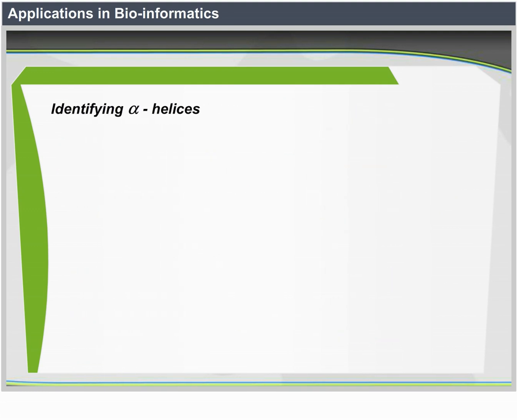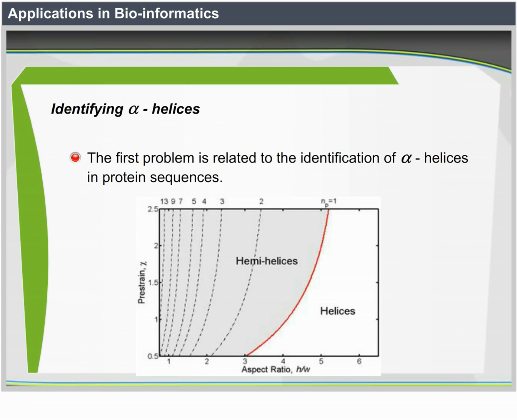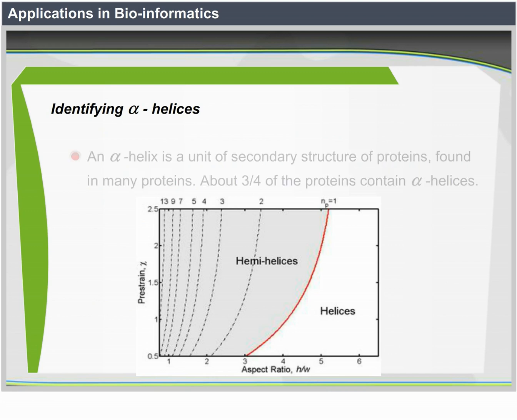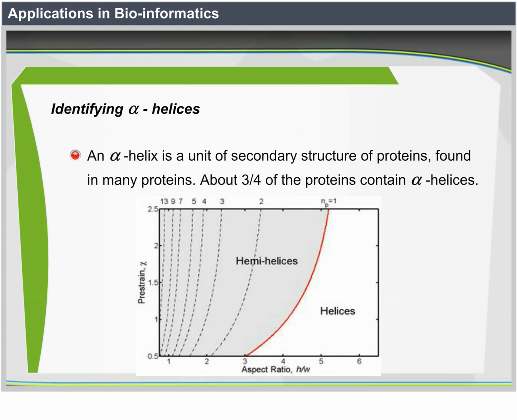Identifying alpha helices. The first problem is related to the identification of alpha helices in protein sequences. A similar but simpler problem arises with the identification of beta strands. We will concentrate on the first problem. An alpha helix is a unit of secondary structure of proteins, found in many proteins. About 3/4 of the proteins contain alpha helices.